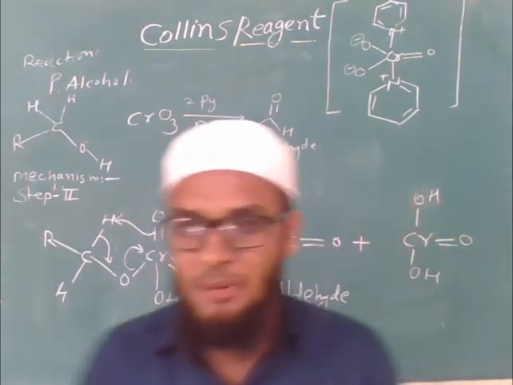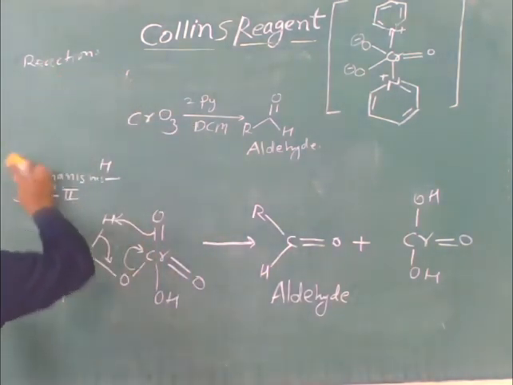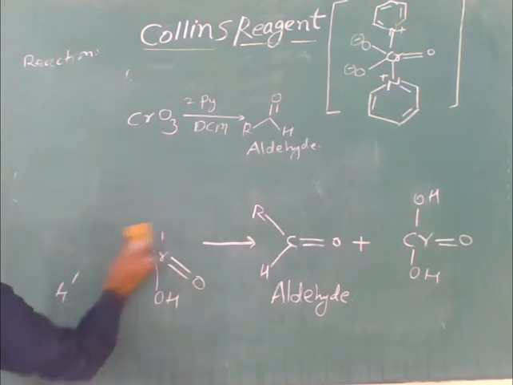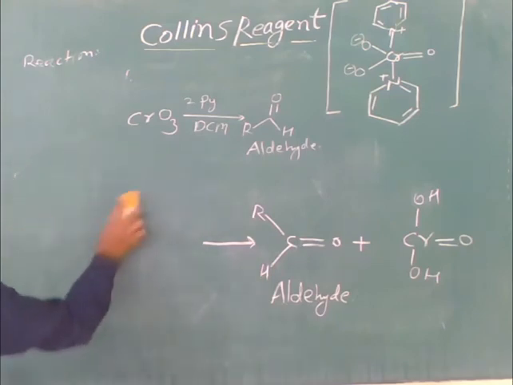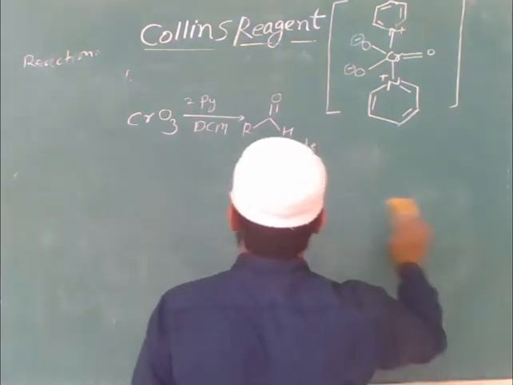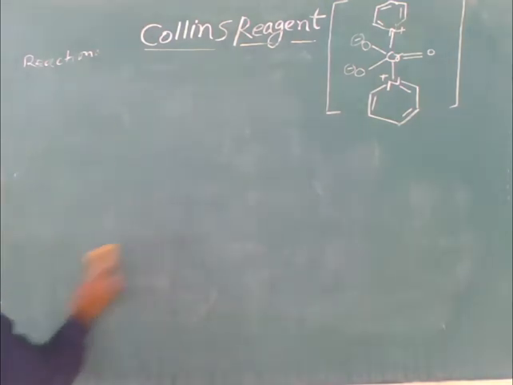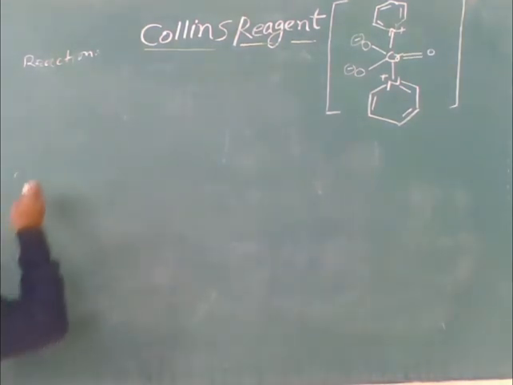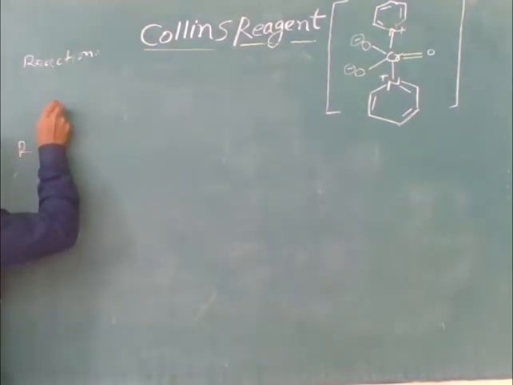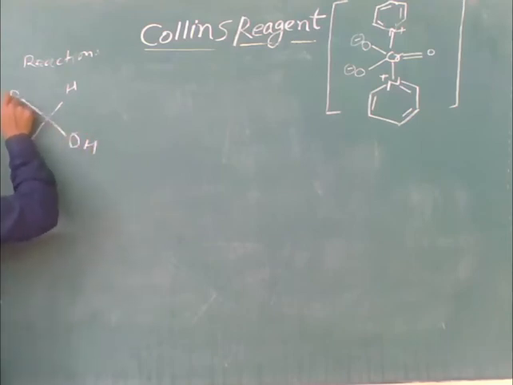Next I will talk about the preparation of ketone. We will get the ketone from a secondary alcohol. I will react the secondary alcohol with chromium trioxide. So what will we get? We have R, single bond H, OH. This one is R dash. So it is our secondary alcohol.